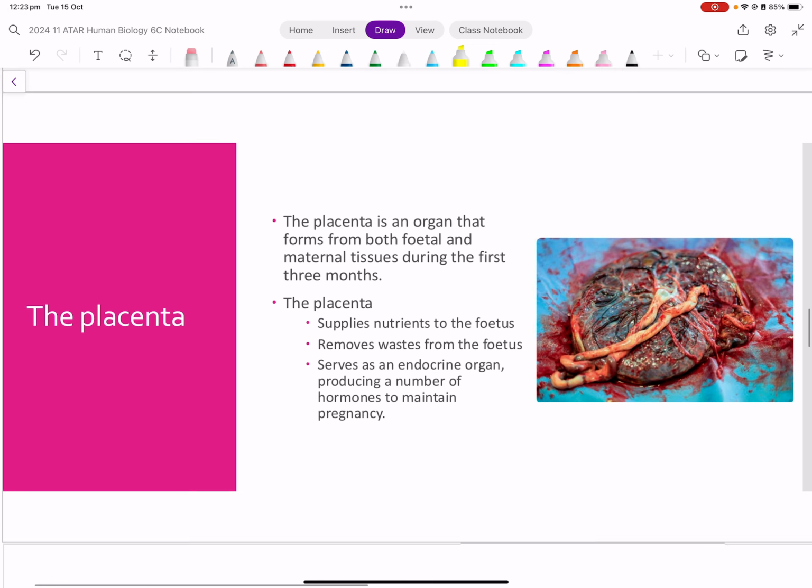Okay, so the key part for today, the placenta. Now, the placenta is an organ, and it is an organ that forms from both the fetal and the maternal tissues, and it occurs during that first 8 to 12 weeks. The placenta has a number of key jobs. It has 5 really important jobs, but 3 of the main ones would be the supply of nutrients to the fetus, the removal of wastes from the fetus, and also serving as a hormonal supply for the developing fetus.